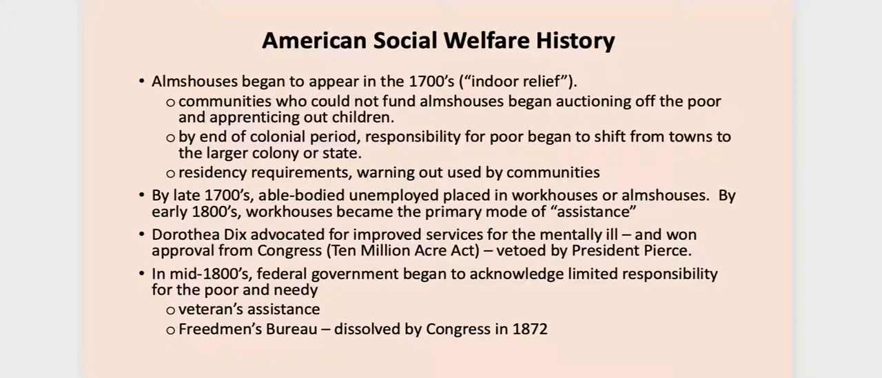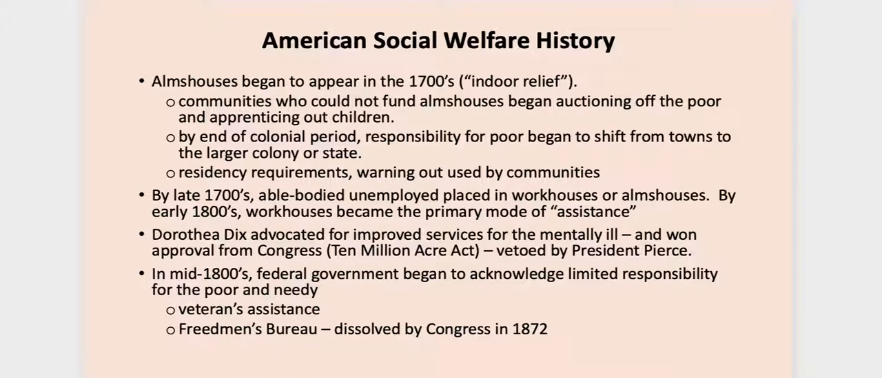One person who is famous from the early 1800s in America is Dorothea Dix, and she was appalled at the conditions of the care for the mentally ill in institutions, in almshouses and workhouses, and advocated for funding to improve the conditions for the care of the mentally ill, and actually succeeded in convincing Congress of this, and Congress set aside 10 million acres of federal lands to be sold, the proceeds of which would go for the improved care of the mentally ill.